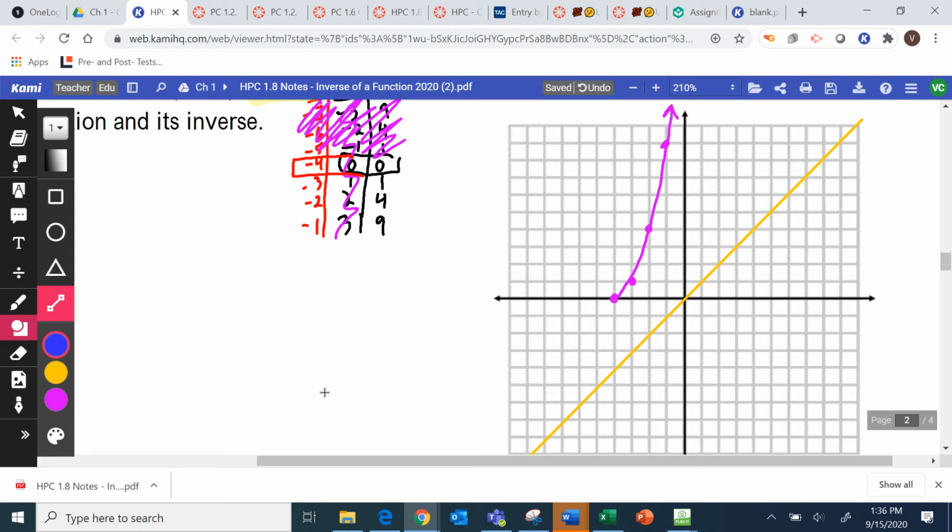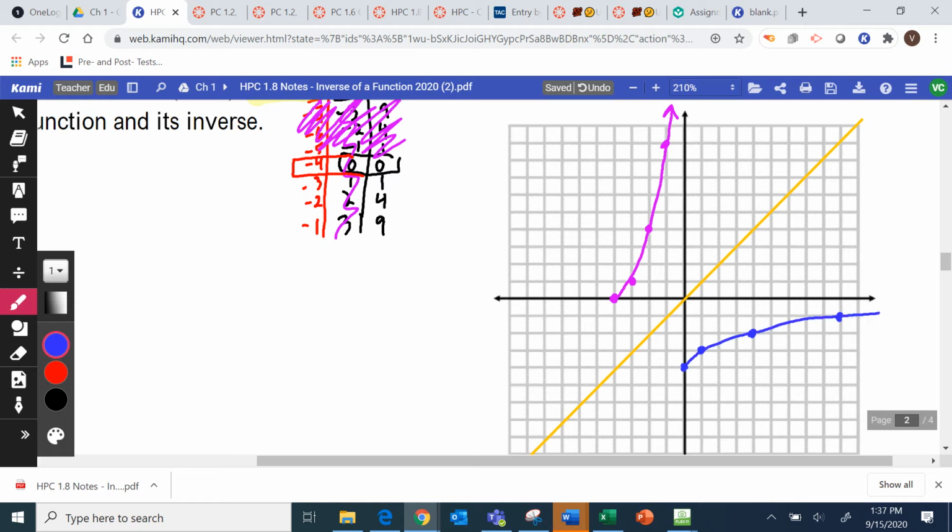Marie, what do I know about the inverse from the previous page? Right, so don't I have some x and y values? I do. So all I have to do is take those values and switch them. So now I can graph 0, -4. 1, -3. 4, -2. And 9, -1.